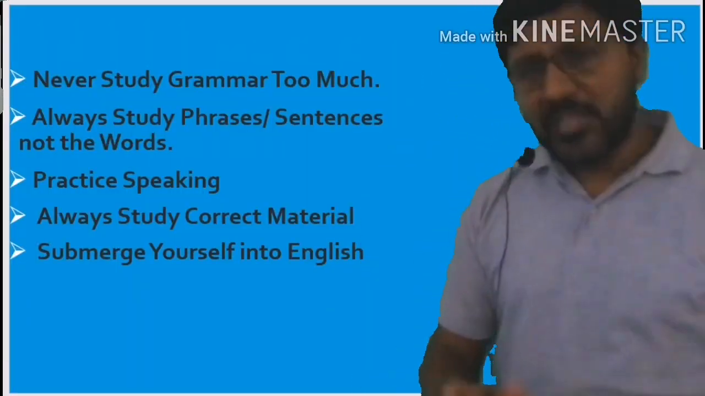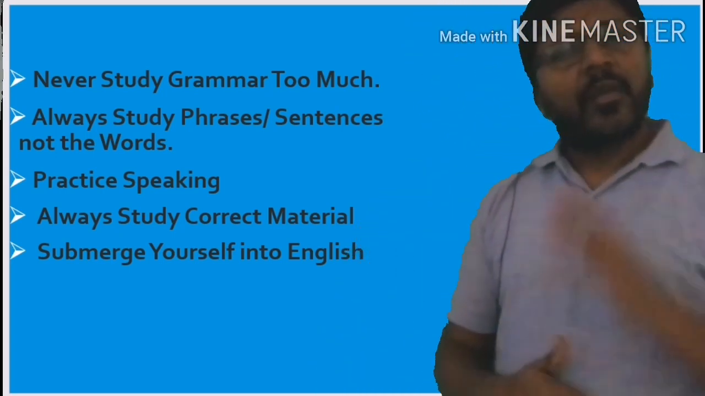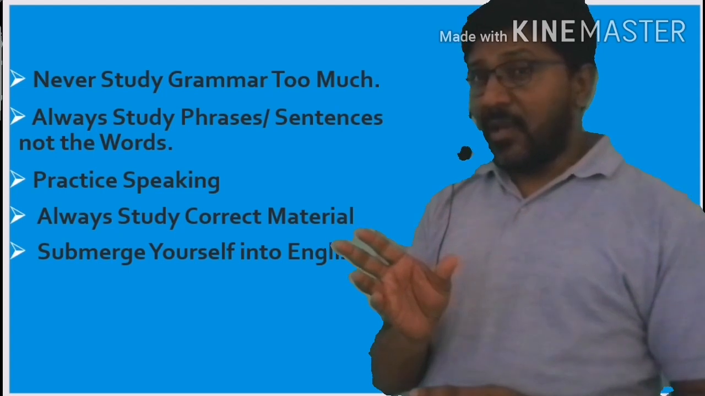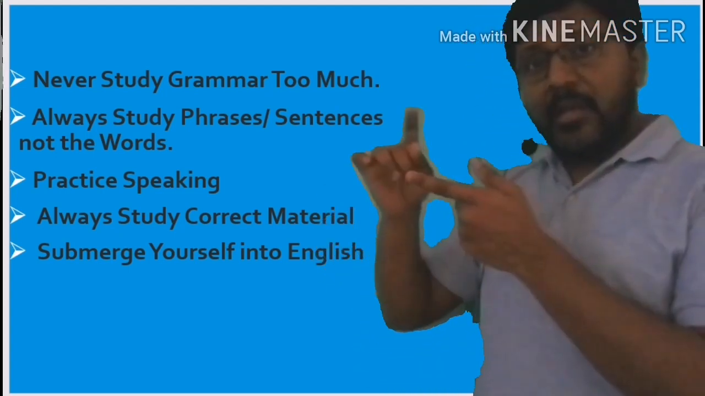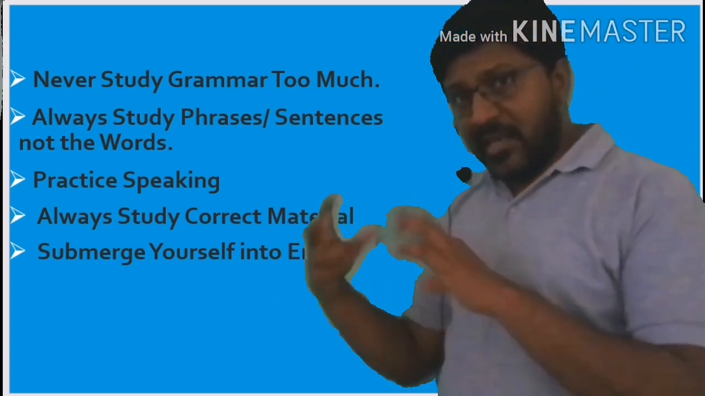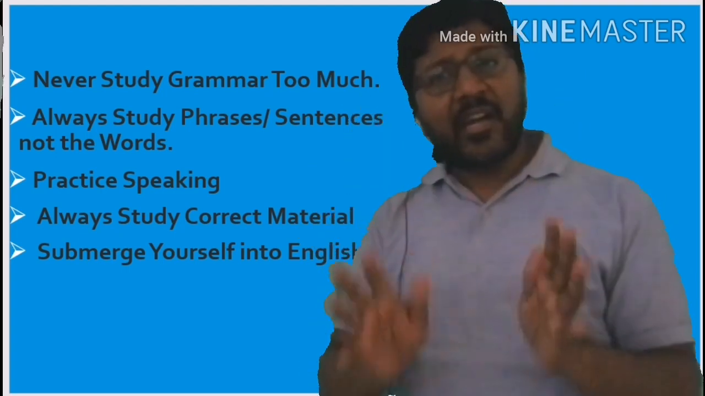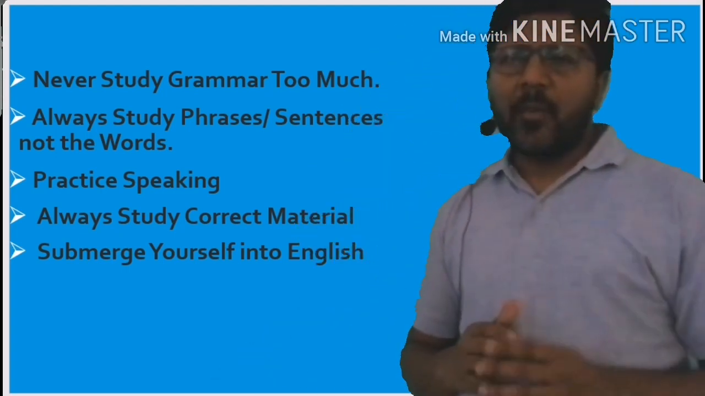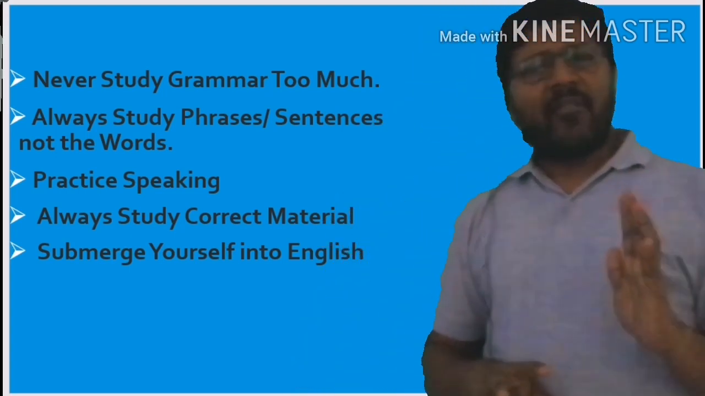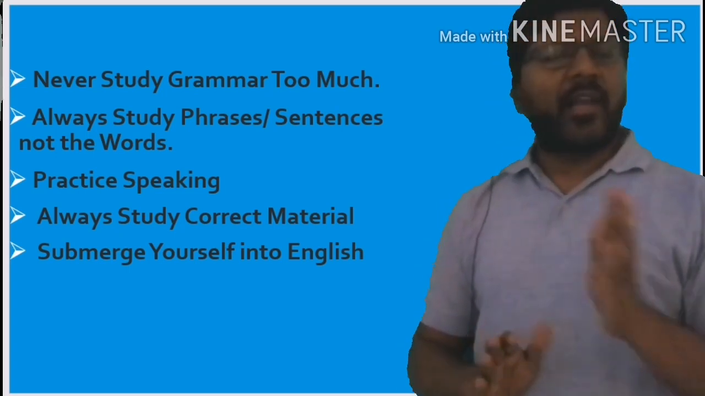So guys, these are the 5 rules which I spoke about. First was never study grammar too much. The second one was always study phrases and sentences, not the words. Third was practice speaking. We talked about listening, speaking, reading and writing. That is a common practice that you should do. The fourth rule talked about finding the correct material and always studying correct material. The fifth rule was about submerging yourself completely in the English language. Then only can you learn this language effectively. If you follow all these 5 rules, I'm 110% sure you can get it and you can speak very well.